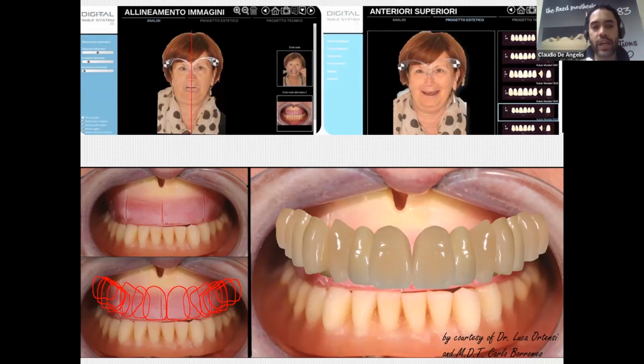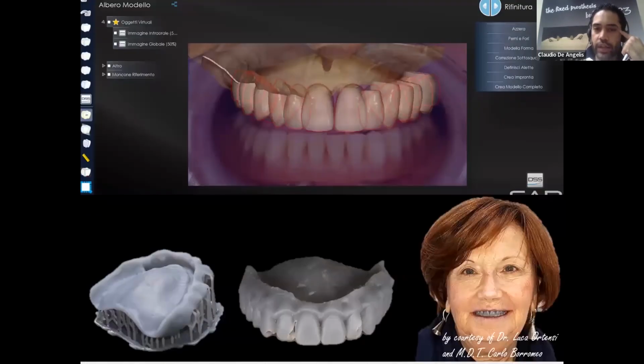You put the vertical occlusion jig. You just place your teeth over it. So to make a pre-visualization for the patient's benefit, so the patient can better understand what she will receive at the end of the treatment.